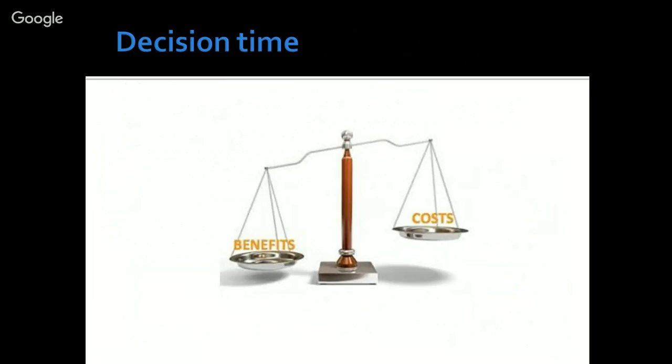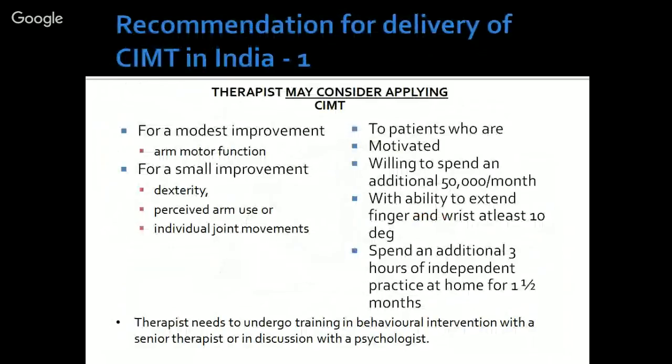So now it's decision time. I hope all of you have been waiting for a very long time to come to the ultimate verdict. Should I apply or should I not apply? On evaluating the quality of evidence, the benefits that are coming out of it and the costs of it, the recommendation we would like to give is, there are going to be 2 recommendations. Recommendation 1 is, as therapists in India, we may consider applying CIMT for a modest improvement in arm motor function and for a small improvement in dexterity, perceived arm use, or individual joint movements.